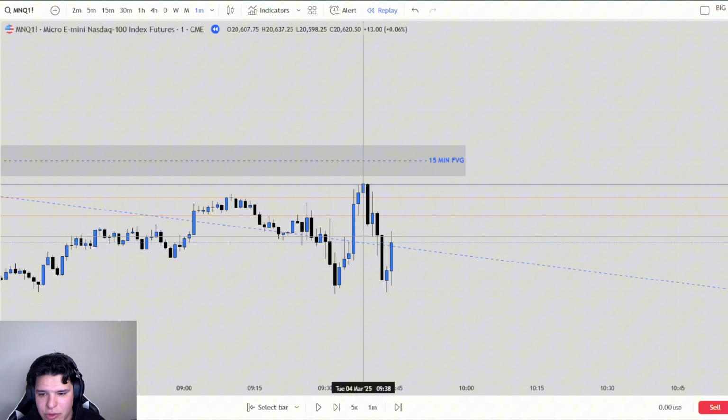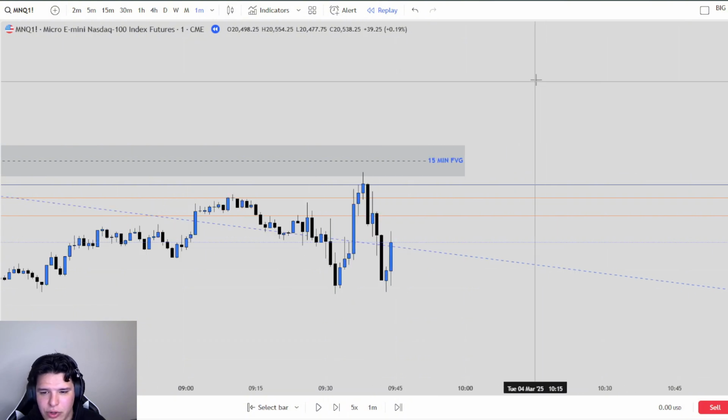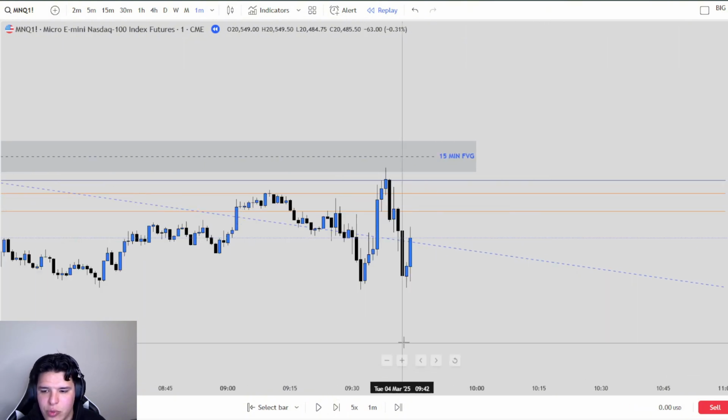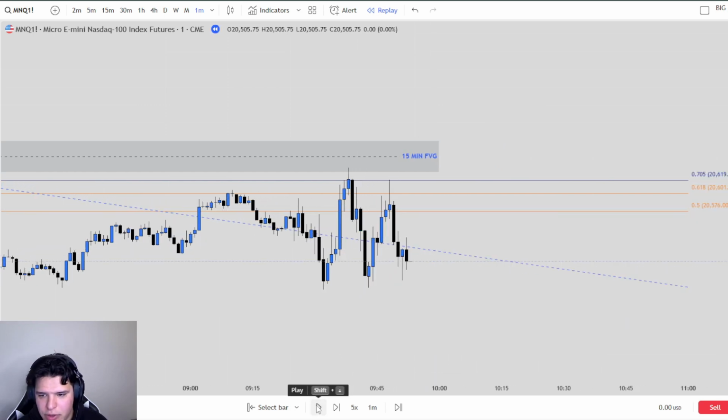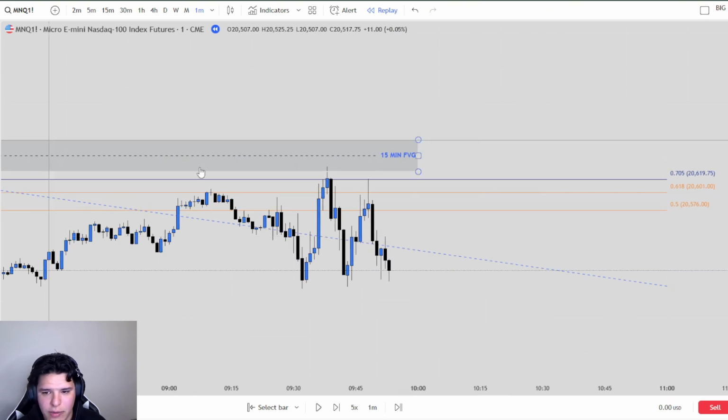On the 1 minute, yeah, these are breaks of structure. These are internal breaks of structure. So at this point, I'm really just waiting for price action to show. We have made a lower high. I like that. We have made a lower high.